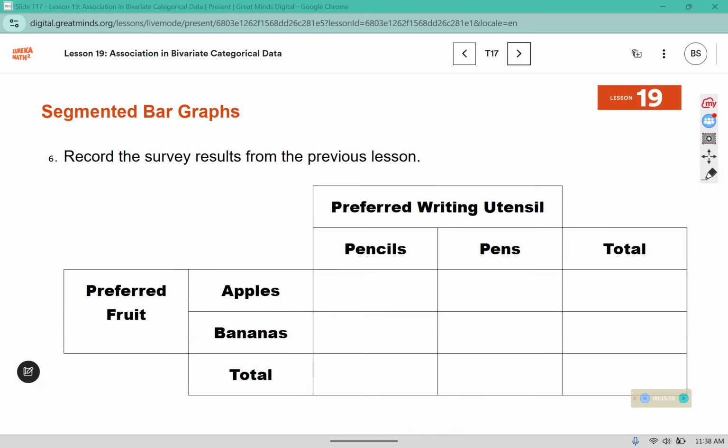Record the survey results from the previous lesson. Remember, if you did this as a class, your data may be different than the data we have in our table. Yours should match the results you had from class for lesson 18.